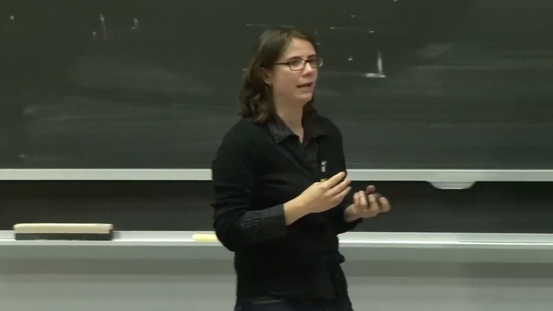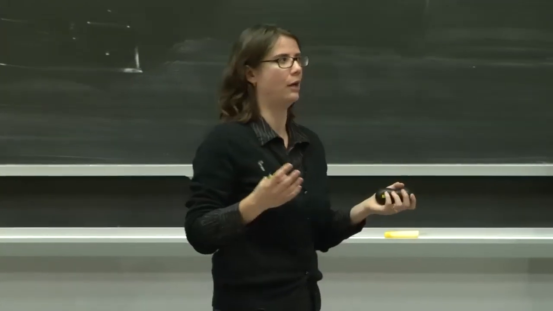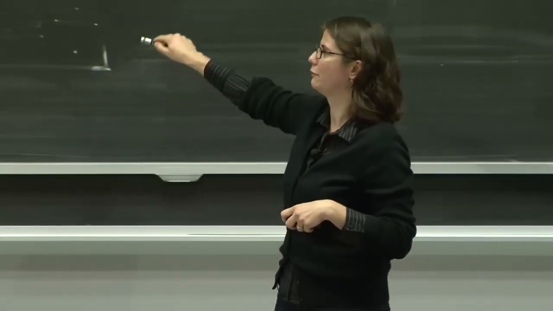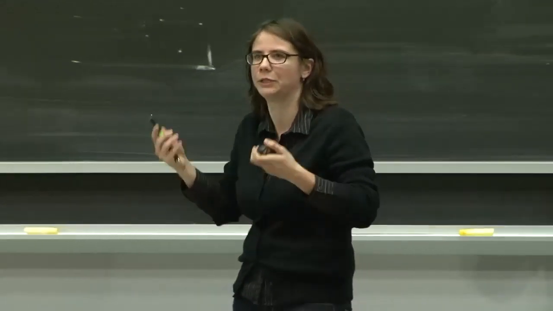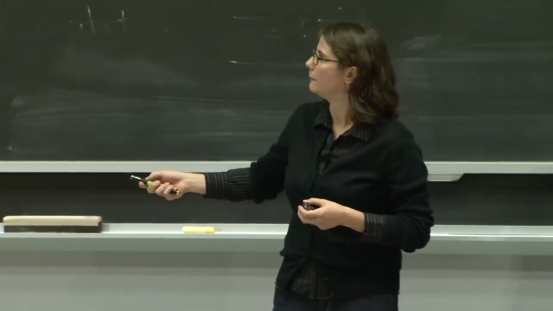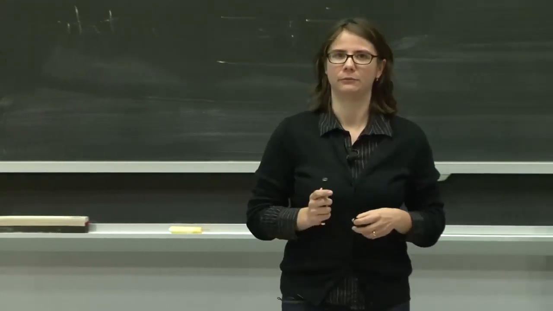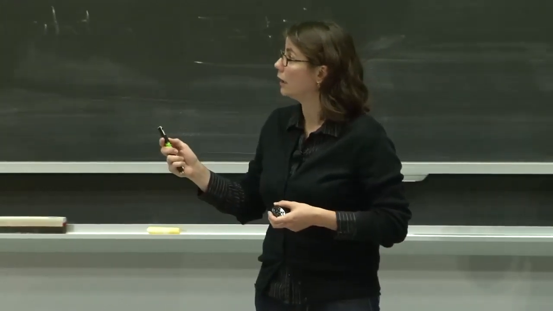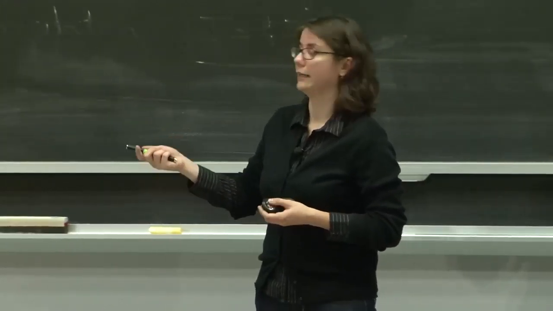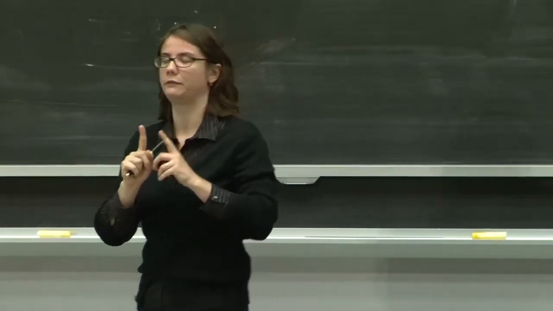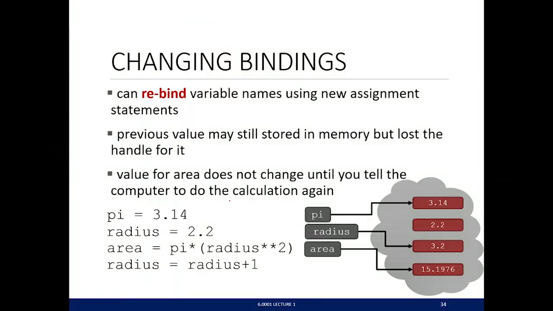At some point, it might get collected by what we call the garbage collector in Python. It'll retrieve these lost values and reuse them for new values and things like that. But radius now points to the new value. So we can never get back 2.2. And that's it. Okay. The value of area, notice, this is very important, did not change.